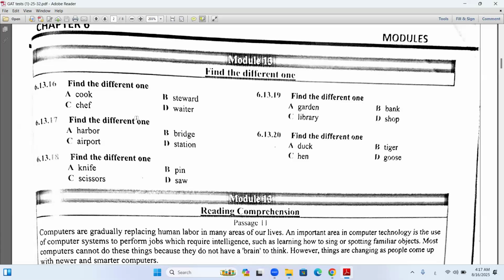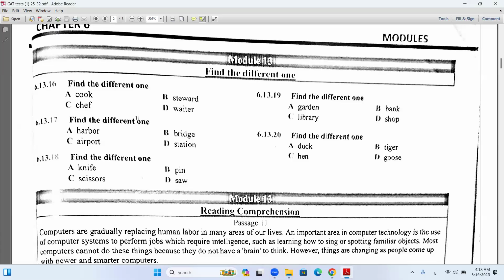So here, the different one is B. Steward. Okay. Clear? How did you tackle this question? Since they're all people who work and serve, a cook doesn't make sense. But by the way, cook means somebody who makes food. It's connected to the word chef, by the way.